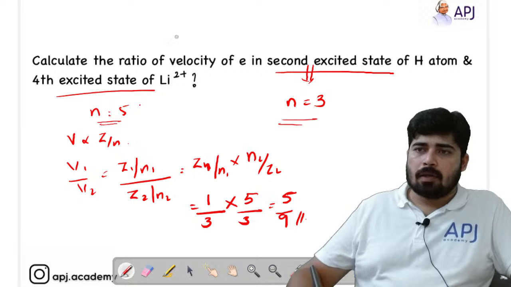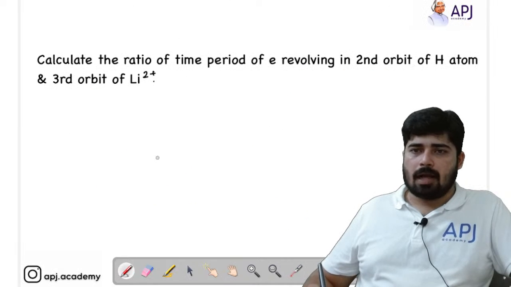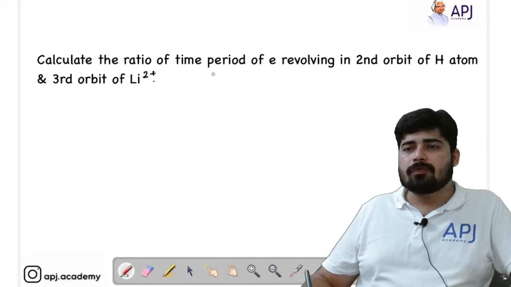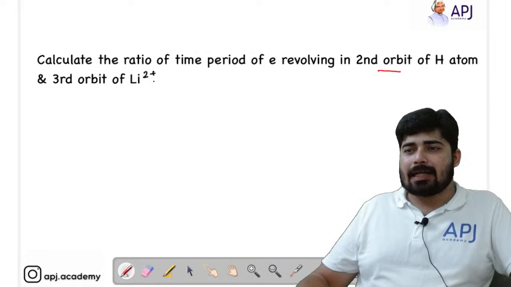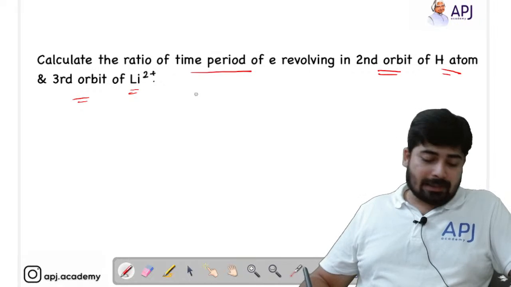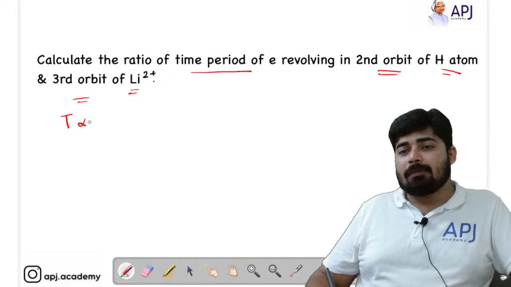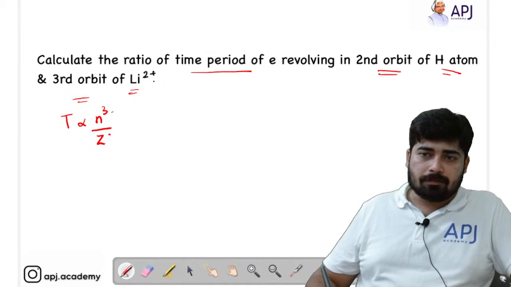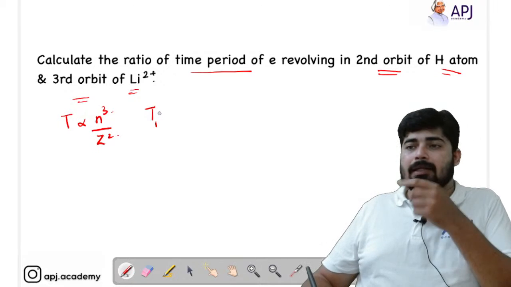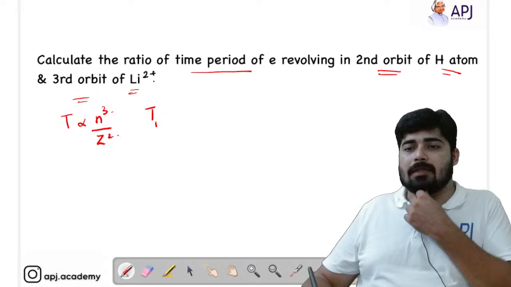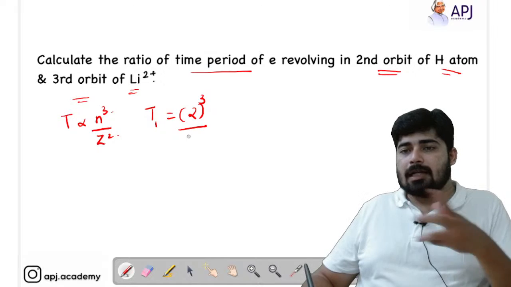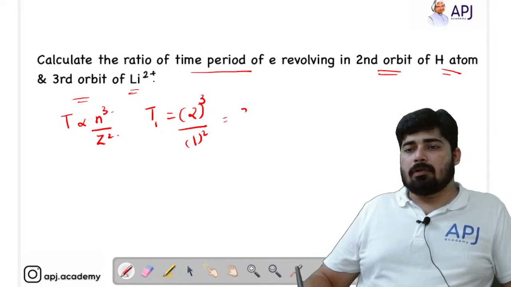Now I hope one more question is pending. Calculate the ratio of time period of electron revolving in the second orbit of hydrogen atom and the third orbit of lithium atom. So you have to calculate the time period. We know that time period is directly proportional to n cube by z square, right? Let us calculate the first time period, for the second orbit of hydrogen atom. For the second orbit you can give it as 2 cube, and for hydrogen atom z is equal to 1, so 1 square, that is equal to 8.